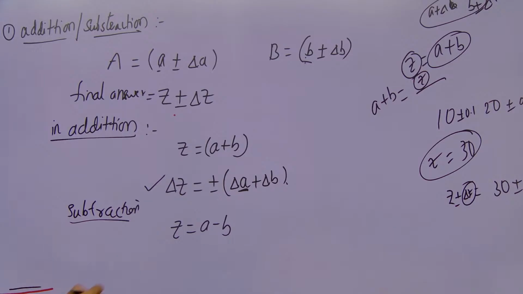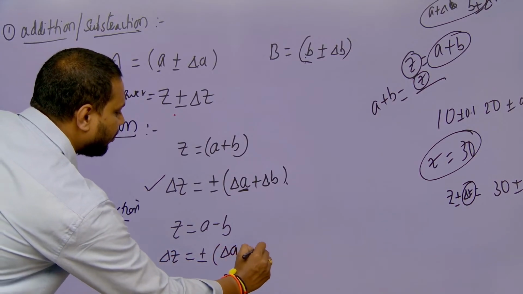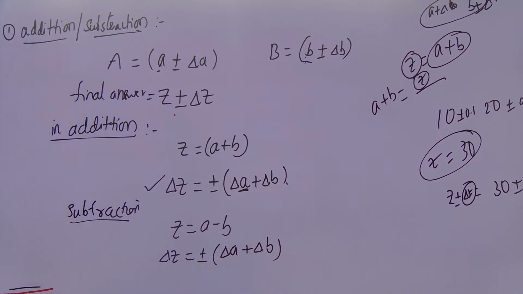Are you clear? And what should be the error? Means the error value is once again the same, that is delta a plus delta b. Clear? Again the error should be the same. What is that value? Delta a plus delta b. Okay, so then the final answer is z plus or minus delta z.